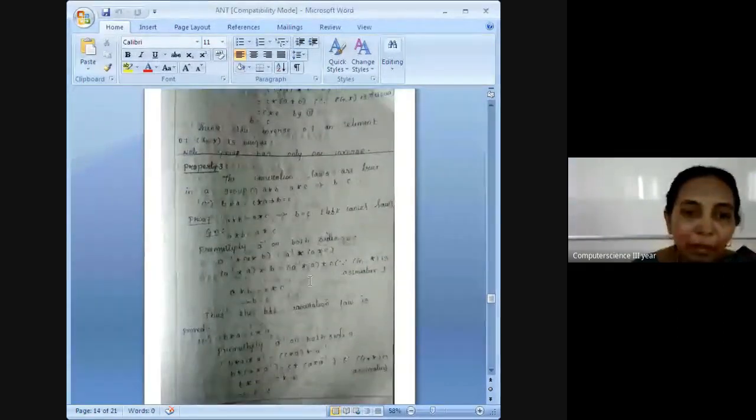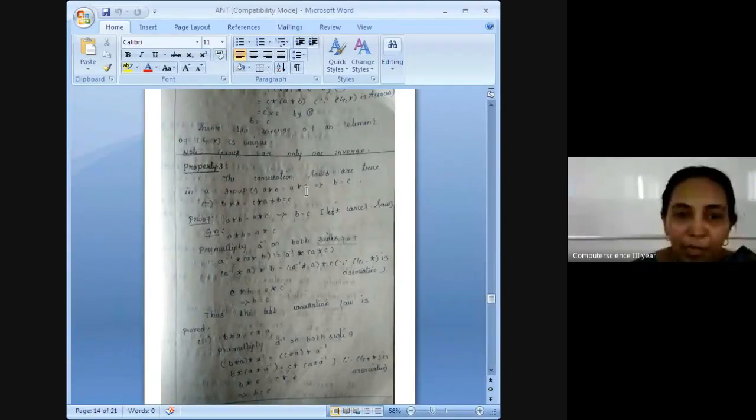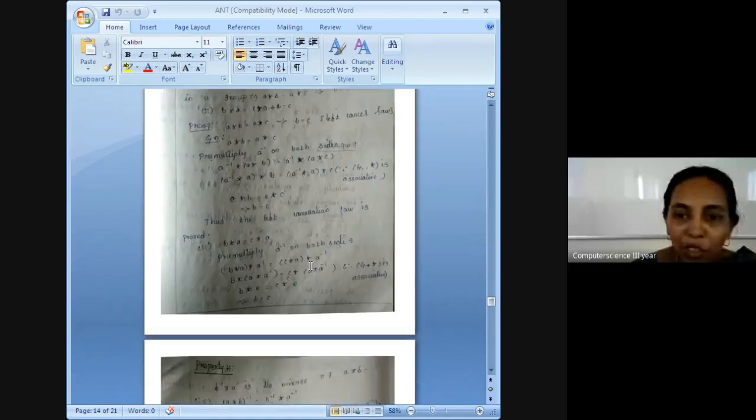Then the third property is the cancellation law. The cancelling procedure we already know, but here we are using the cancellation law. How do we cancel on both sides? That is the third property. It says A star B equal to A star C means, cancelling A, B equal to C. By using the associative property and all those conditions, we have proved it. So the cancellation law holds.